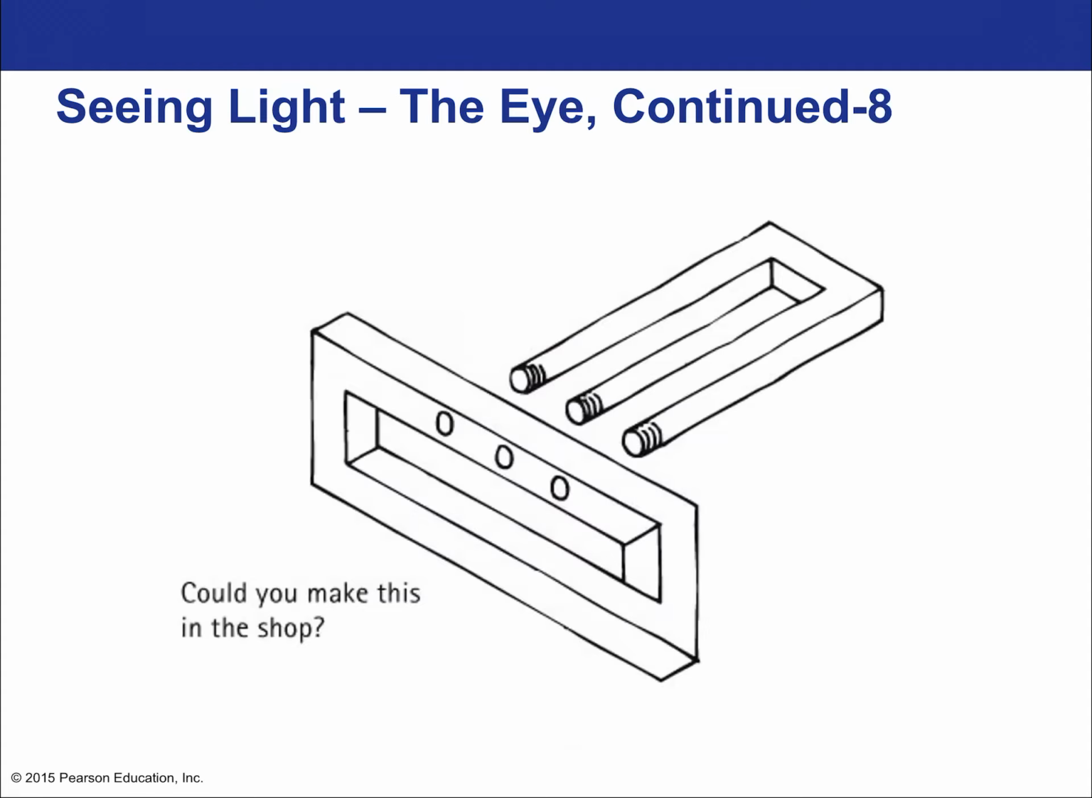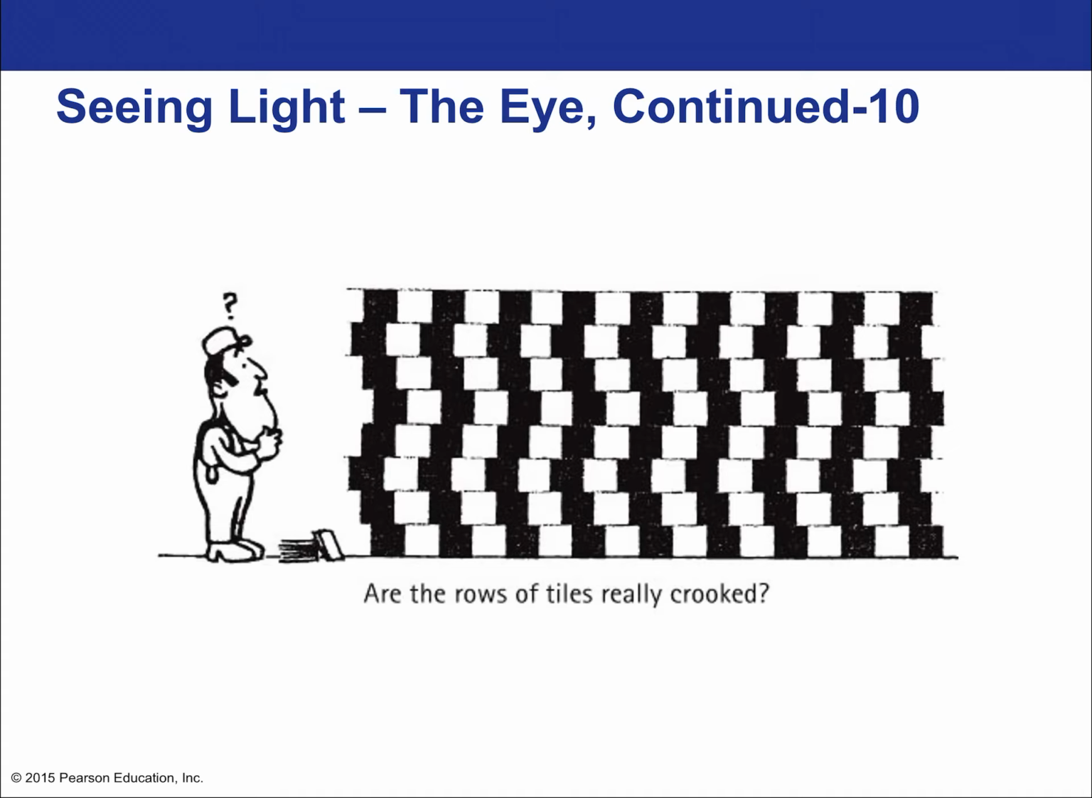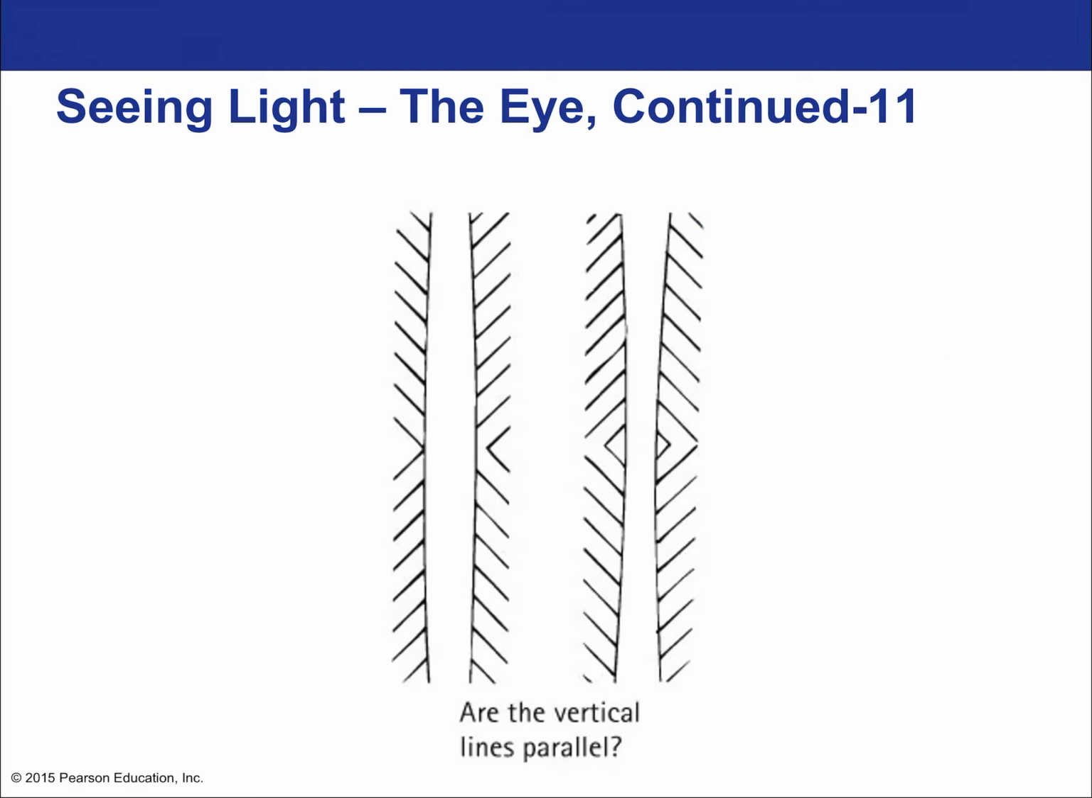Here is another optical illusion, a fun one. Are the rows of tiles really crooked? No, they are not. They just appear to be so. It's just the offset that makes them appear that way. Are the vertical lines parallel? What do you think? Well, they are. They're not concave and convex. They just appear to be so.